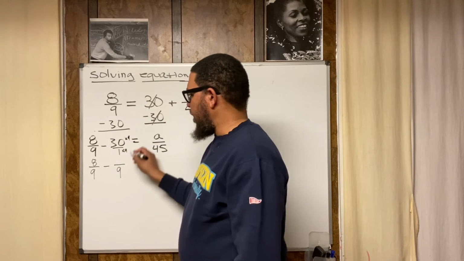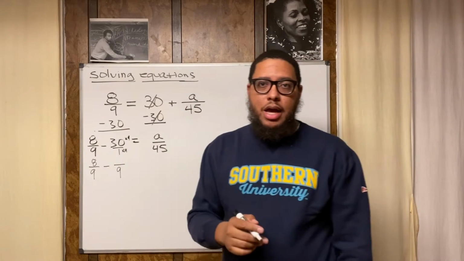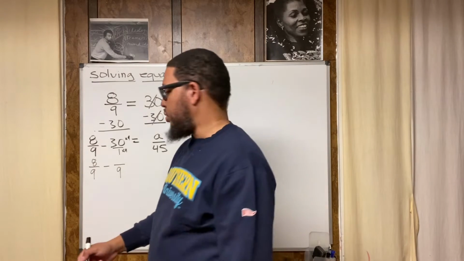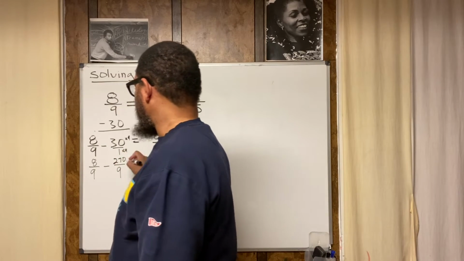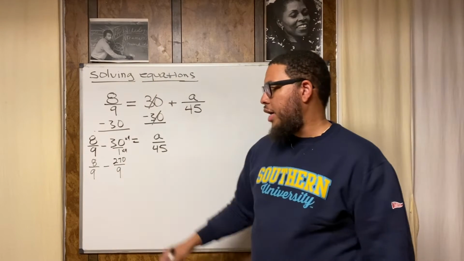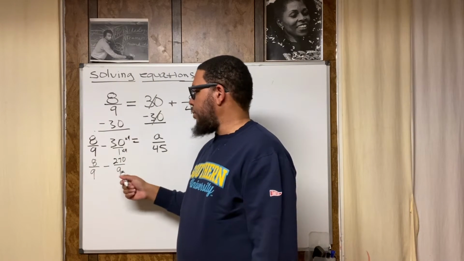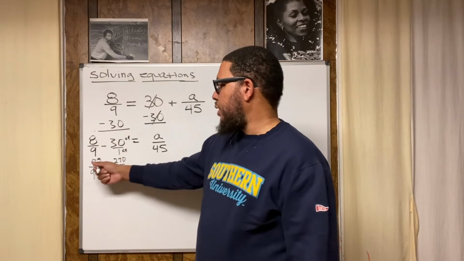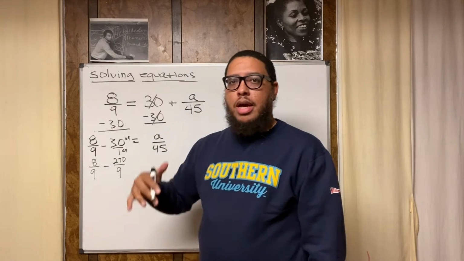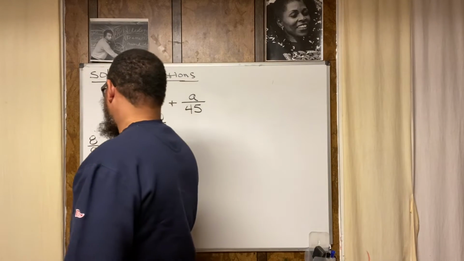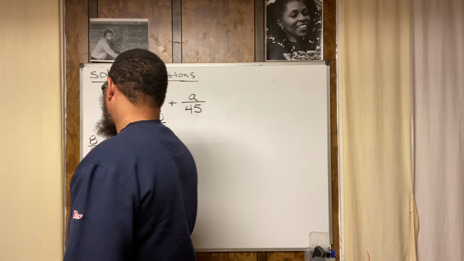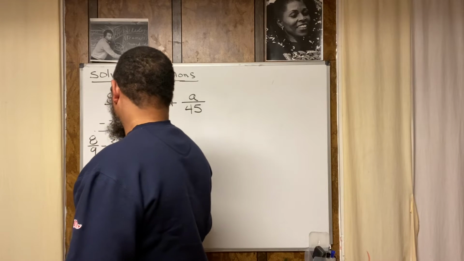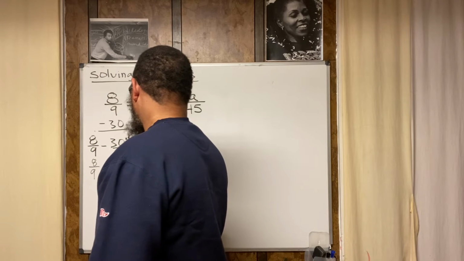So 1 times 9 is 9, and 30 times 9 is just 3 times 9 with a 0 attached to it. 3 times 9 is 27. 27 with a 0 attached to it is 270. So I put 270 right here. So 30 is the same thing as 270 over 9. And why did I multiply 1 times 9 to get 9? Because 9 is the LCD between 9 and 1. Now I can do my subtraction. I do 8, my fault, not 80. I do 8 minus 270, and that is negative 262 over 9 is equal to a over 45.